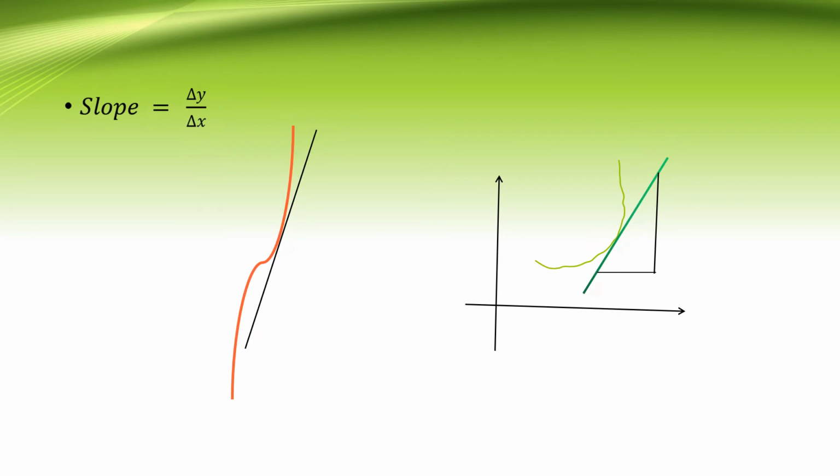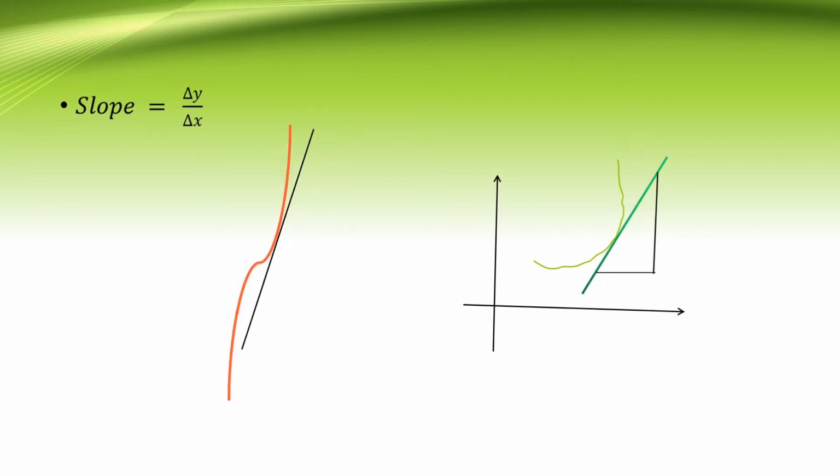Here the second line represents the slope of the tangent line. The horizontal line is represented as del x and the vertical line is represented as del y. So the formula for the slope of the tangent line is nothing but del y divided by del x.